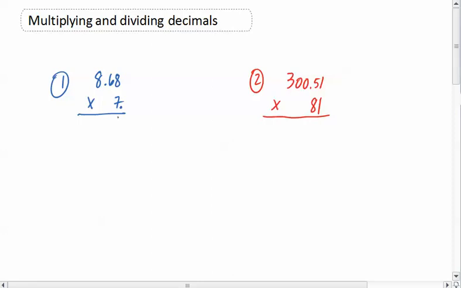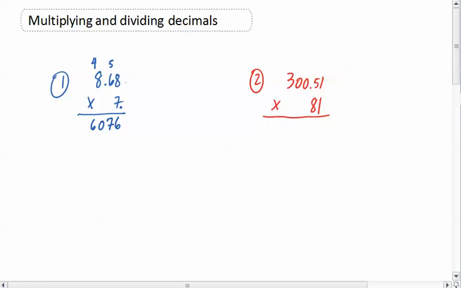7 times 8 is 56, carry your 5. 7 times 6, 6 times 7 is 42, plus 5 is 47, carry your 4. 7 eighths are 56, plus 4 is 60.